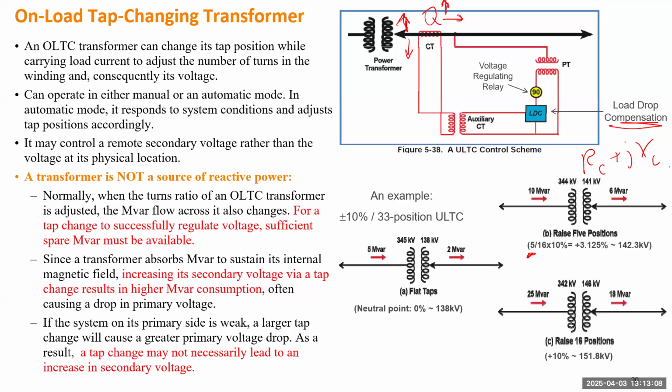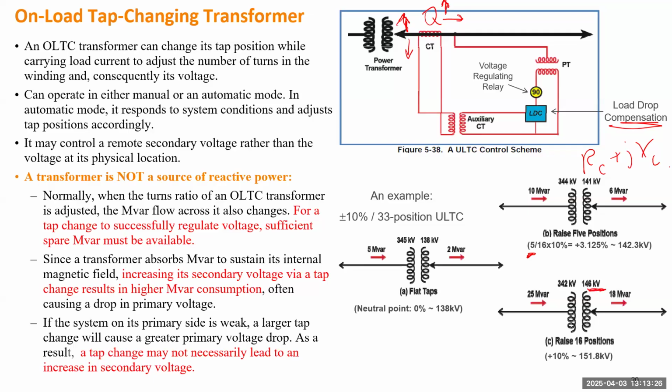The third condition, if you want to further increase the voltage to 150 kV, based on your calculation, you need to move up to the end, right, to utilize all 16 positions. But eventually, you only get 146 kV.